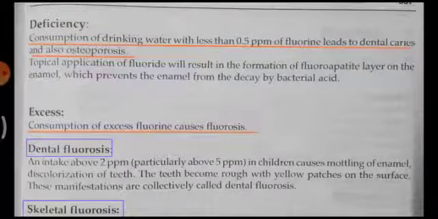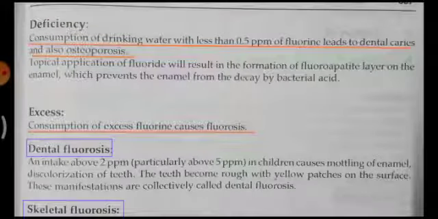Deficiency: consumption of drinking water with less than 0.5 parts per million of fluorine leads to dental caries and also osteoporosis. Hence, a sufficient amount of fluorine in drinking water is a must to avoid dental caries and osteoporosis. Topical application of fluoride will result in the formation of a fluoroapatite layer on the enamel. This is the artificial method of application of fluorine, which prevents the enamel from decay by bacterial acids.